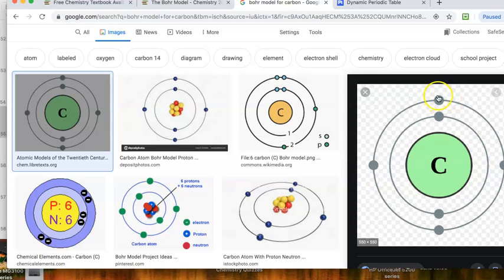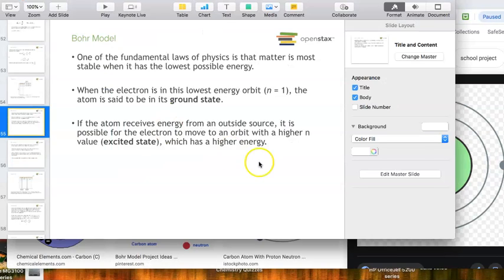Even though we're talking about hydrogen right now, with an electron at n equal to 1, this electron can go up to a higher energy level if it absorbs energy. For hydrogen, because it only has one electron, its ground state is when it's at n equal to 1. If the atom receives energy from an outside source, it's possible for the electron to move to an orbit with a higher n value, which has a higher energy. This is referred to as the excited state.